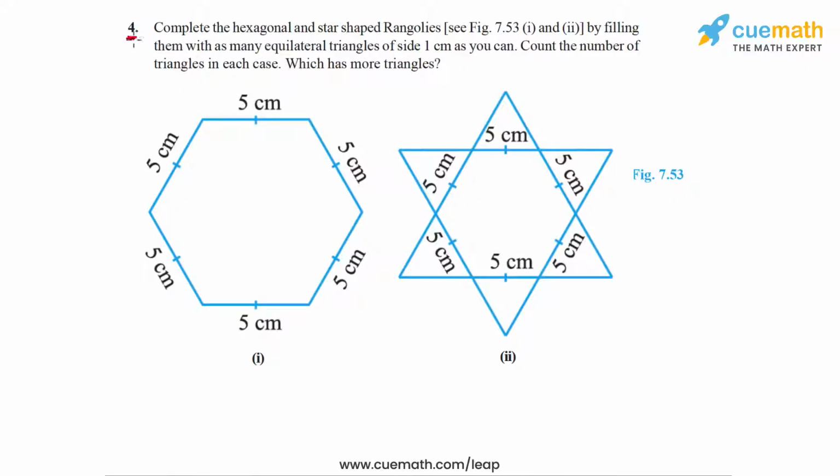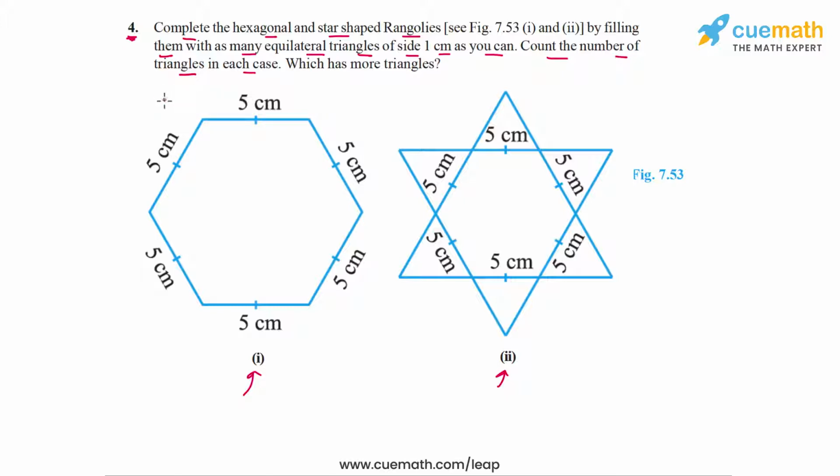Question 4 of this exercise is an interesting question based on equilateral triangles. Here's what it says. Complete the hexagonal and star-shaped rangolis and see these figures 1 and 2 by filling them with as many equilateral triangles of side 1 centimeter as you can. Count the number of triangles in each case.